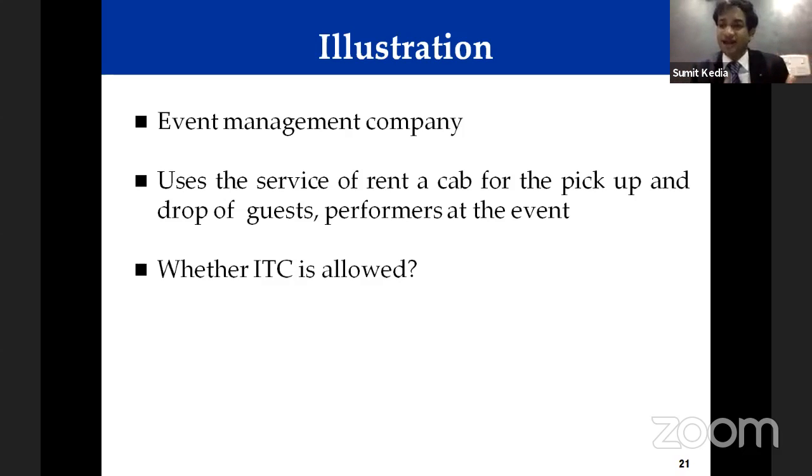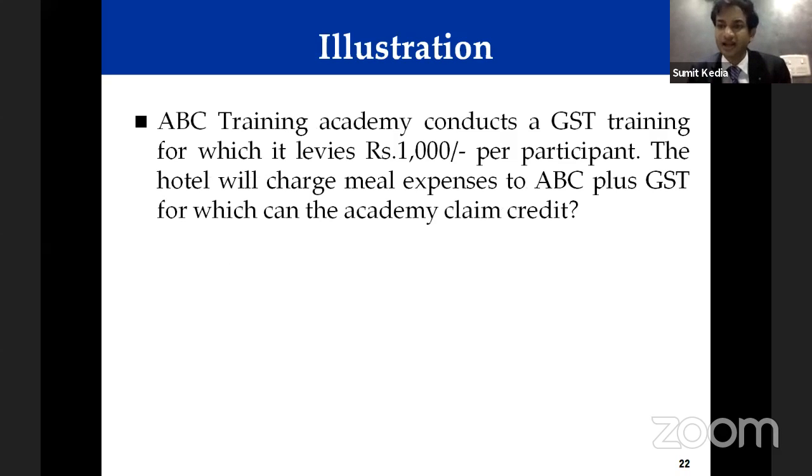So for the event management company, as we discussed in the example, ITC on this cab will be allowed because it is used as part of my composite or mixed supplies. Next example. Probably you can answer this question yourself, since I've explained the provision.